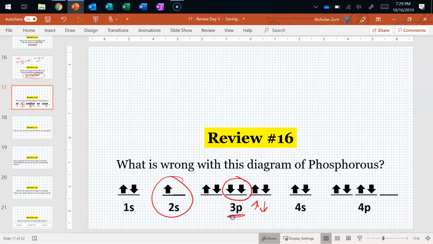In the 4p orbital, we should have filled all of them like this first before we went back and added a second one. So this should look like this.